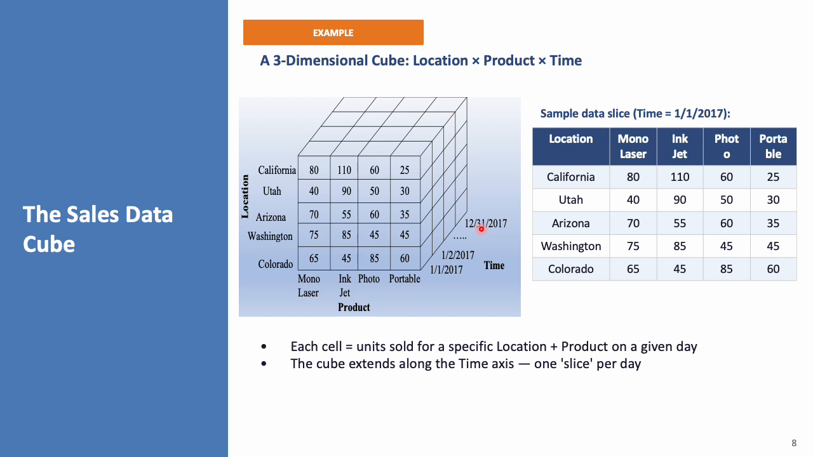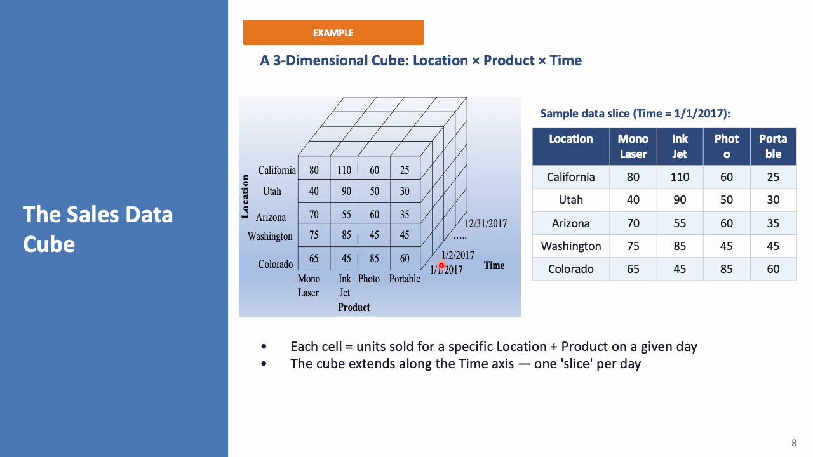So this cube on the left has 3 axes, as I just showed you. The vertical axis is going upward at the back. It shows the location, the 5 states. The horizontal axis going to the right side represents product, which are the 4 printer types. And the axis going into the page, this one, it represents the time.